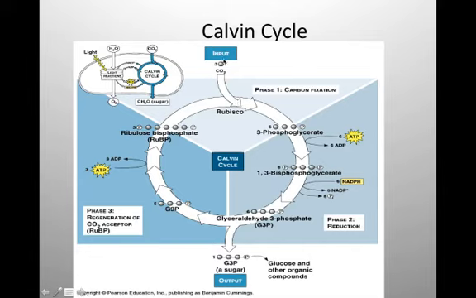RuBisCo will bind to 3 more carbon dioxides. Carbon dioxides will bond, with spontaneous splitting into 6 3-carbon molecules. We add more ATP, more NADPH. More reduction. We'll lose another glyceraldehyde phosphate, and that's basically how it happens. So the important thing here is that RuBisCo can actually bind to carbon dioxide and put it into a form that can be used in organic molecules.